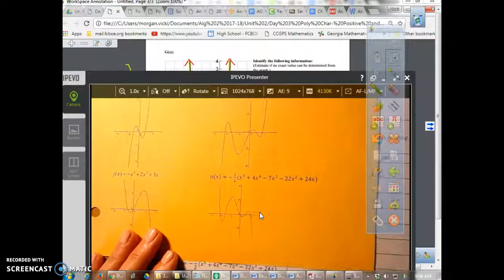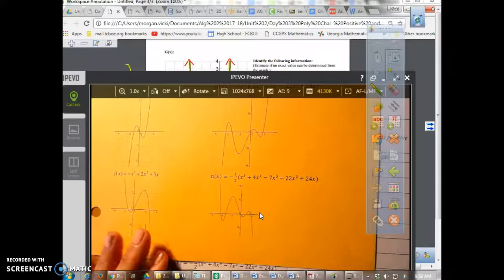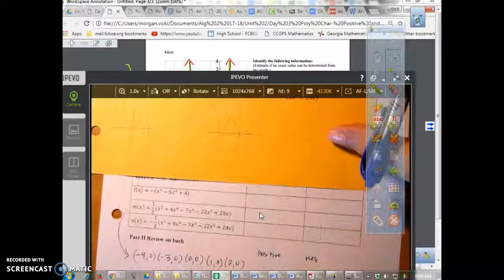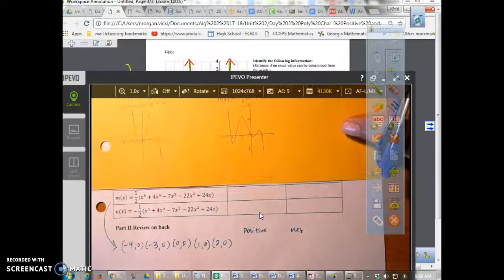Okay, now, so m, I'm trying to show you all this at one time. So I'm going to do my positive, and then I'm going to do my negative. And I'm just using this space down here. Okay, so positive and negative is what I have. And you could put it in up here as well.